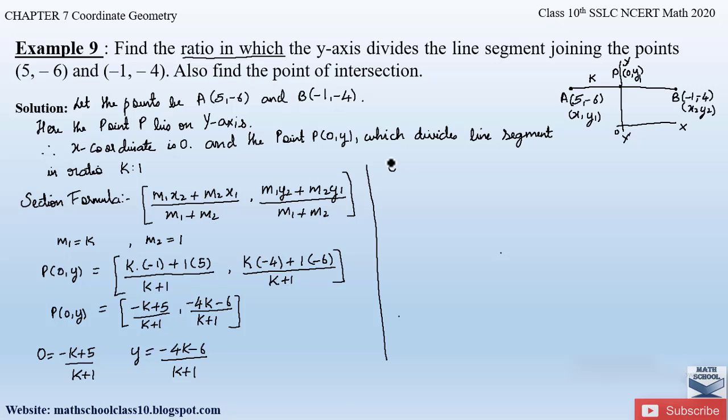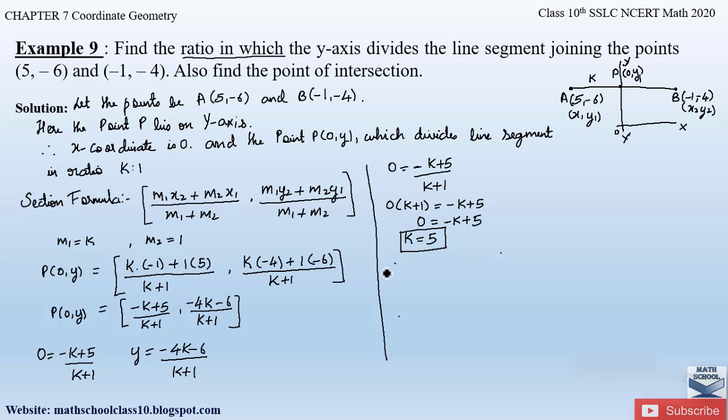So we have 0 is equal to (-k + 5) divided by (k + 1). So let us cross multiply. So cross multiplying, 0 into (k + 1) will be 0. That is, 0 into (k + 1) is equal to -k + 5. So anything into 0 will be 0, equal to -k + 5. So sending this -k to the left hand side, we will get k is equal to 5. So we got the value of k.